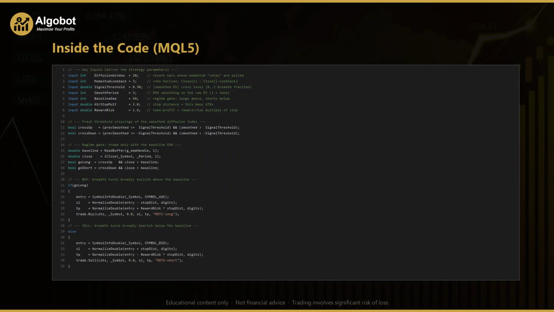Smooth period is 3, the smoothing on the raw index. Baseline EMA is 50, the regime filter. And AtrStopMult and RewardRisk at 2.0 and 1.6 control the protective distances. Next come the two crossing checks.